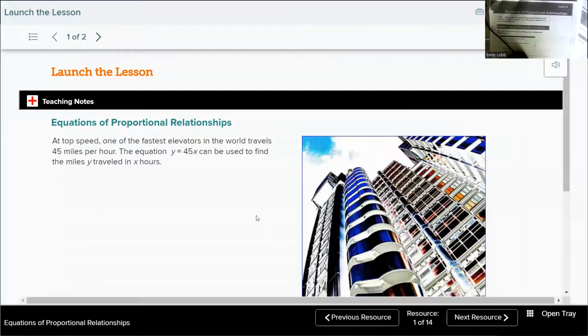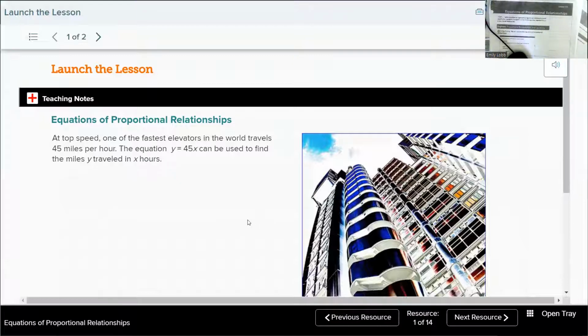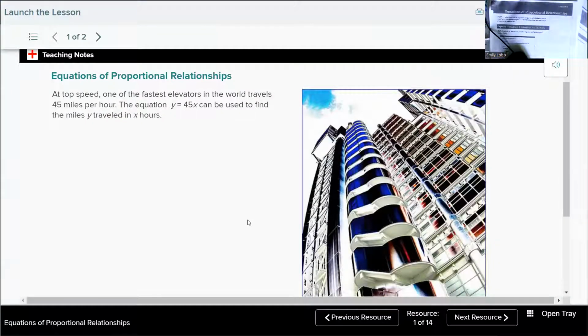At top speed, one of the fastest elevators in the world travels 45 miles per hour. That's a pretty fast elevator. The equation, guys, we're dealing with equations now. What do you hear when I say equation? Equals. Something equals something else. y equals 45x can be used to find the miles y traveled in x hours. So now with our proportional relationship, Julian, we're talking about equations with it. Okay? Don't we have something times something else? So it should be going at a constant rate.